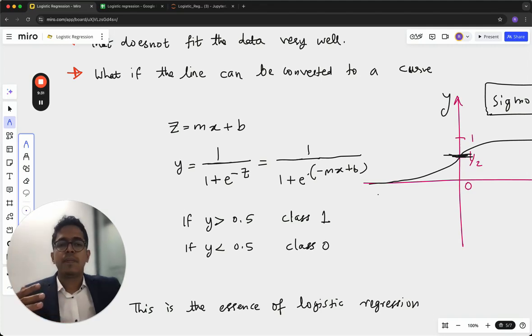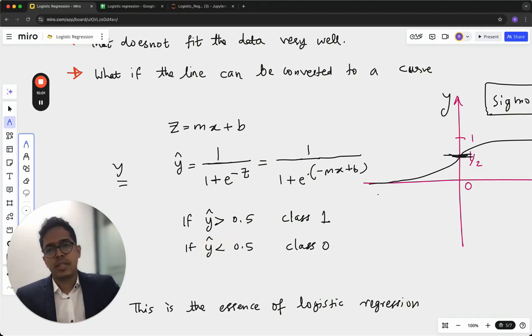So our goal in doing a logistic regression is finding the values of m and b such that the predictions y cap are matching, or very close to, the actual values of y, which is denoted as just y. Predictions are denoted by y cap. Actual values of y are denoted by just y. And we will say that if the prediction y cap is greater than 0.5, then the class is 1. And if the prediction y cap is less than 0.5, then the class is 0. So this is what we want to accomplish through logistic regression.